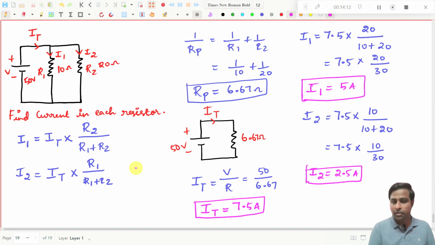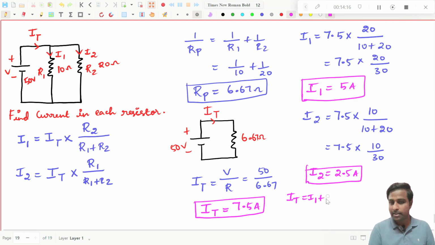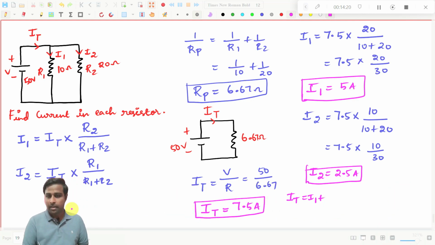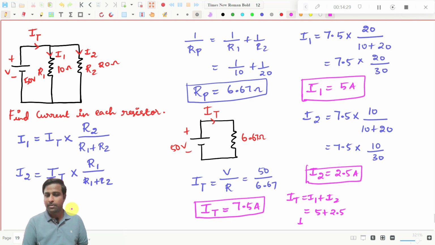And if you want to find IT, total IT will be equal to I1 plus I2. I1 is 5 plus I2 which is 2.5. If you simplify this, IT will be equal to 7.5 amperes. So whatever values we have found here, I1 and I2, are correct.